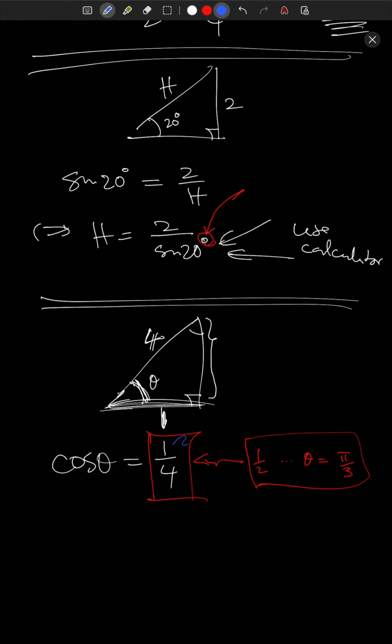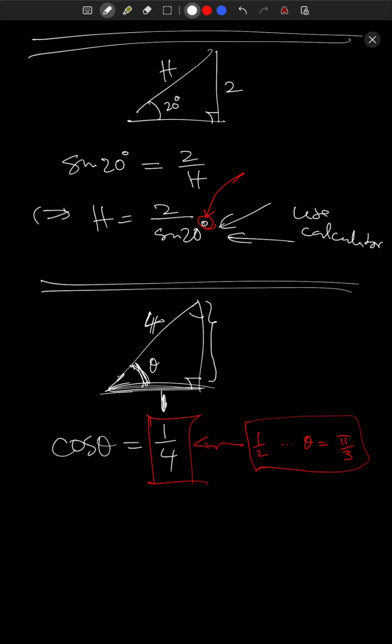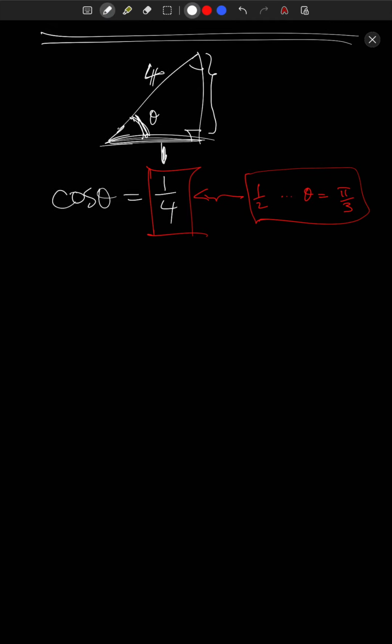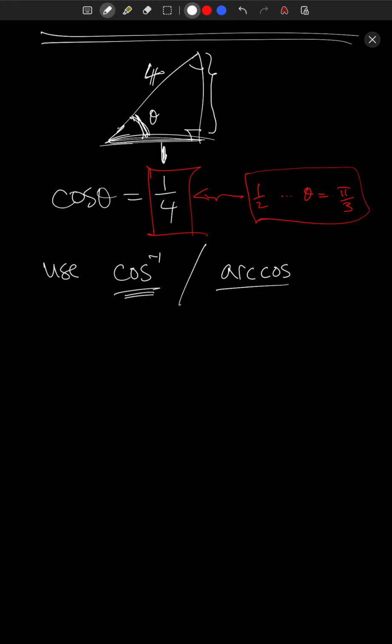We have cosine theta equals 1/4. That's not one of the ones we know. So here you're going to have to use a calculator. How do you use a calculator? Well, you use the cosine inverse, and sometimes on a calculator it might be the arc cosine button or function of whatever calculating device or app you're using. So use either of these two buttons.